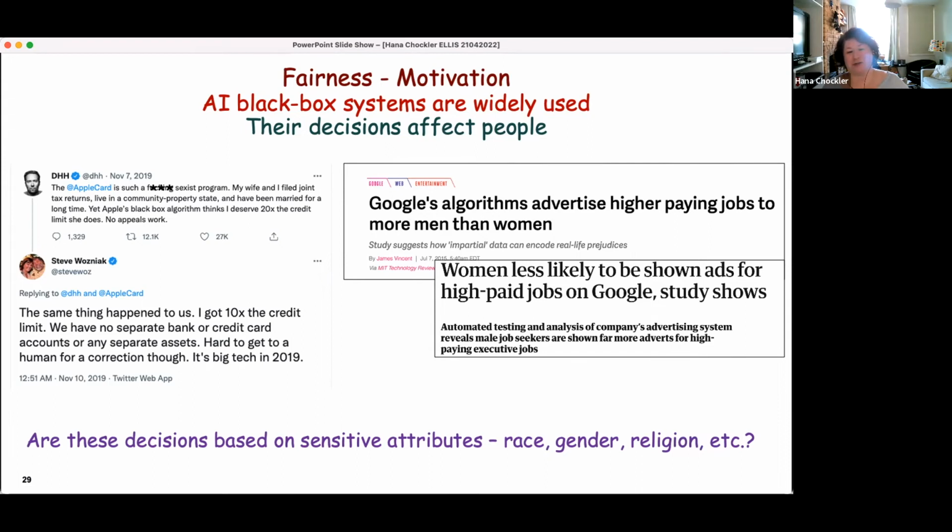So there are other decisions based on sensitive attributes, such as race, gender, religion, etc. Sensitive attributes, or protected attributes, are something that is defined in law, and it's forbidden to discriminate based on these attributes. So it's a very important thing to figure out.